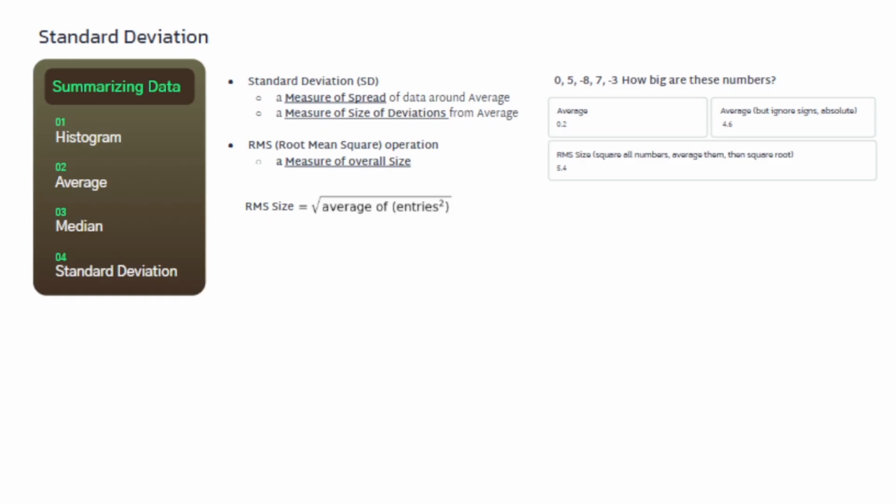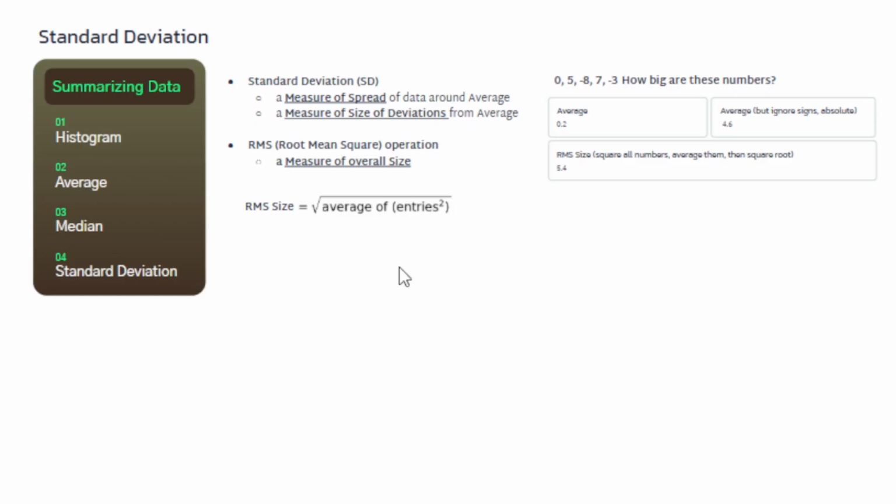So square, you first square all the numbers, then you take the average or mean of the squares, and then you take the square root of the mean, and that gives you the RMS size of your data, your numbers. Okay, so remember the RMS size is the square root of the average of your numbers squared.